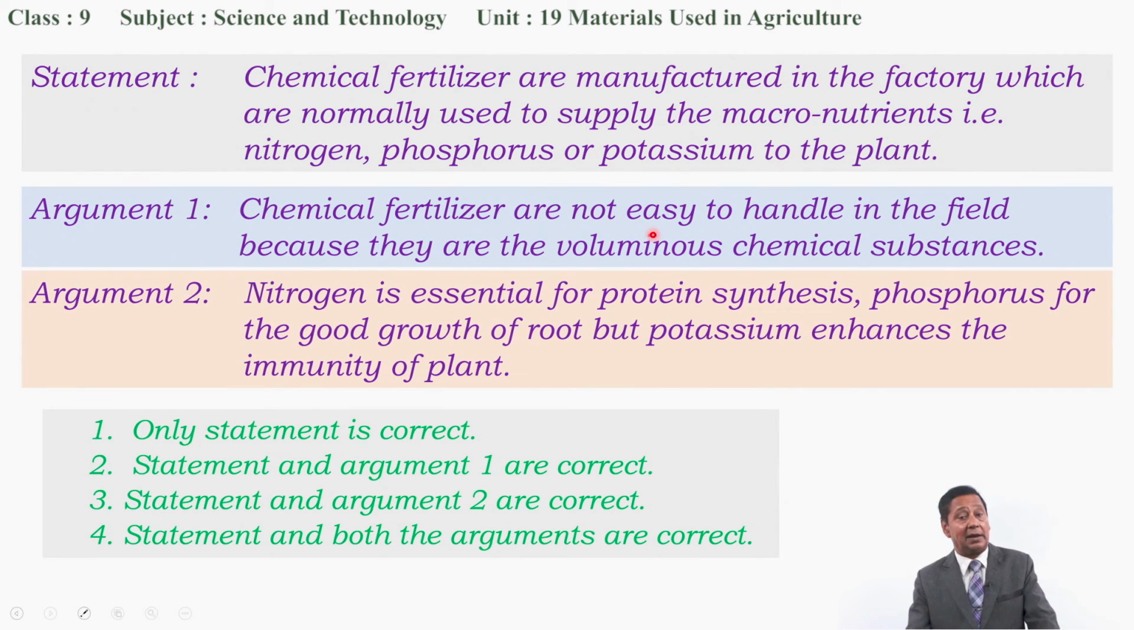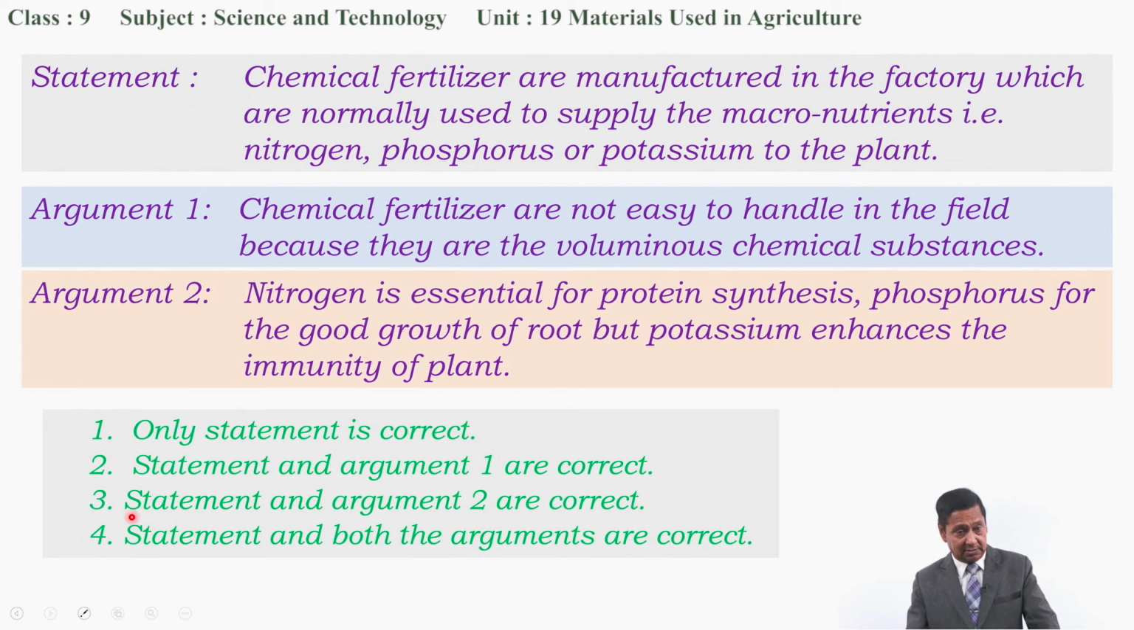Chemical fertilizers are not easy to handle in the field because they are voluminous chemical substances. Voluminous. Is it correct? Chemical fertilizers are compact and concentrated. They are not voluminous. That's why argument 1 is incorrect. So, option number 2 is incorrect. Now, let's go through argument 2 also. Nitrogen is essential for protein synthesis. Yes. Phosphorus for good growth of root. Yes. But potassium enhances the immunity of plant. This is also correct. Argument 2 is correct.